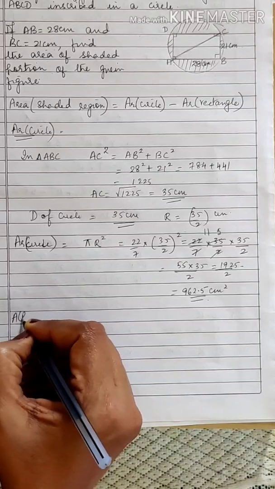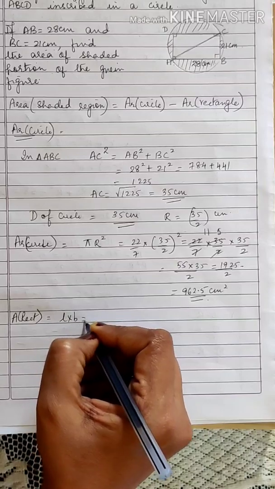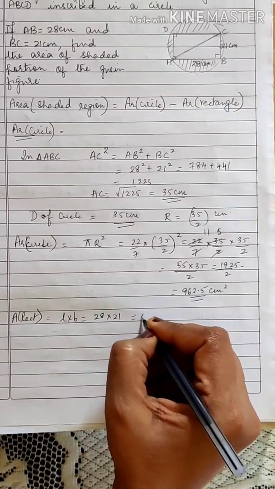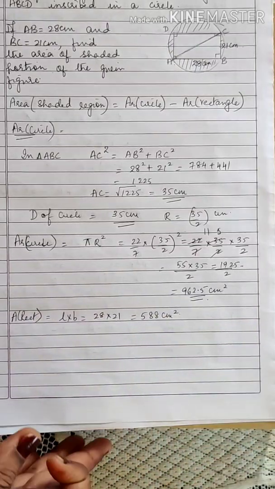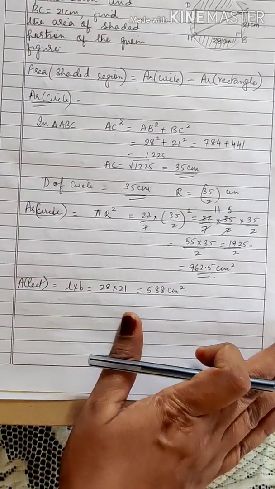How to find the area of the rectangle? That will be equal to L into B. That is 28 into 21, which is 588 centimeter square. So you have found out the area of the circle and the area of the rectangle.